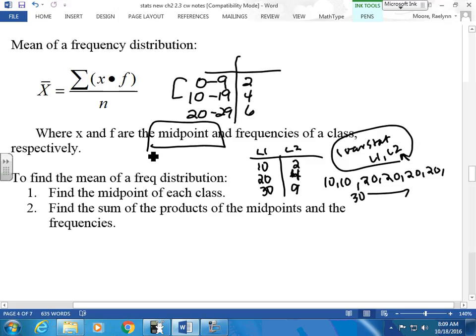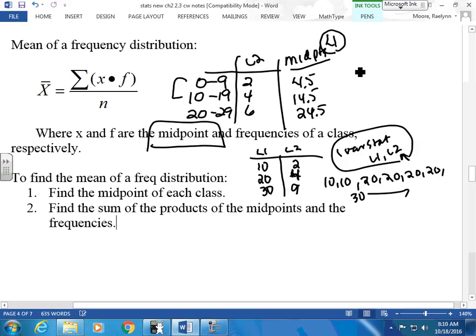We use a midpoint. So we find the midpoints. Midpoint says, add them, divide by 2. And my class width is 10. Can I go all the way down with my midpoints? Yeah. So now this becomes my L1, and this is my L2. And I can still do a 1-Var Stats, L1, L2. I can't put an interval in, but I can put my midpoint in.